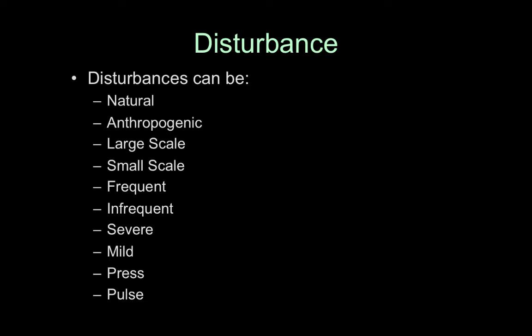For example, a hurricane or a tornado is a pulse disturbance, because a hurricane may be situated over an island for less than 24 hours. It's a very severe disturbance because of its sheer size, but it doesn't stick around for very long. Whereas suburbanization or urbanization is a press disturbance, in that it happens in an ecosystem and then continues for longer periods of time.